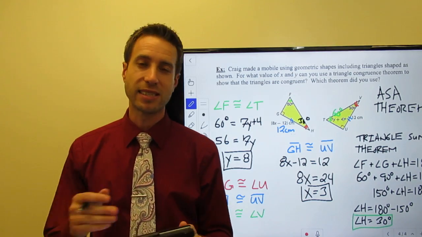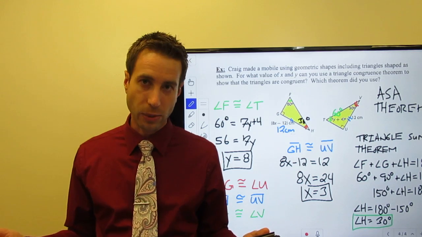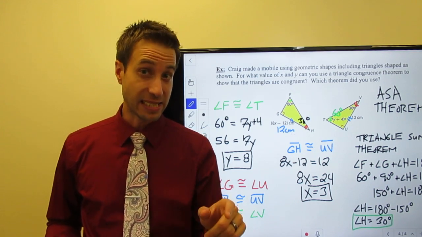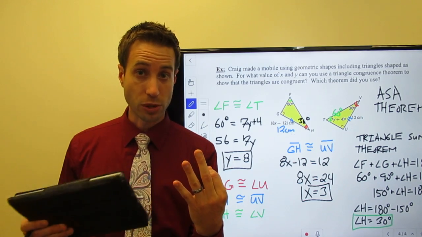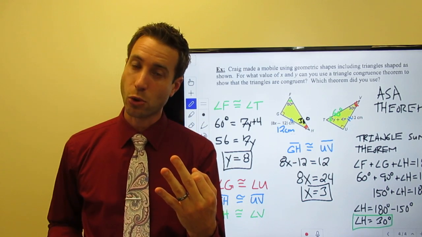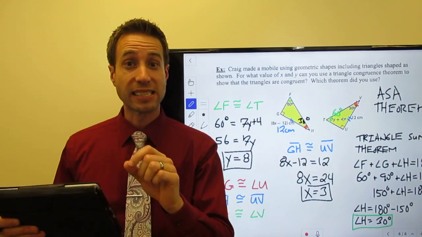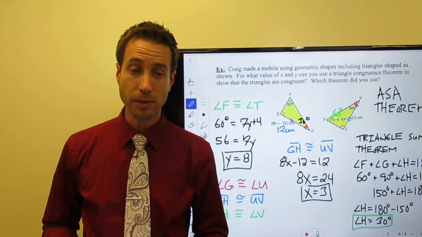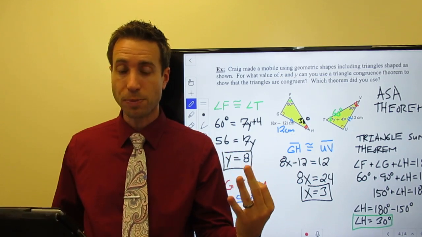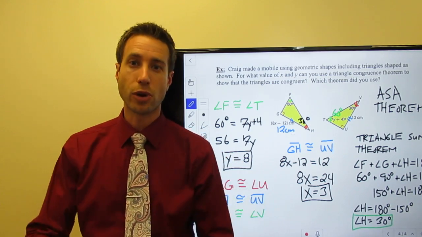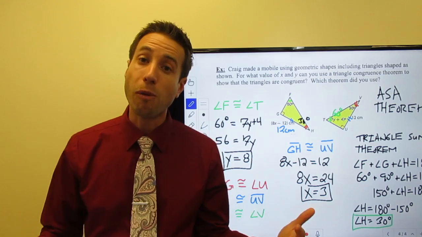Again, remember what it does is it cuts down the amount of work that we have to do. CPCTC required us to prove 6 things: 3 pairs of corresponding sides and 3 pairs of corresponding angles. Using the side triangle congruence theorem, we only have to prove 3 things. Prove 3 pairs of corresponding sides are congruent. You know the triangles are congruent. Half the work, hopefully half the time.